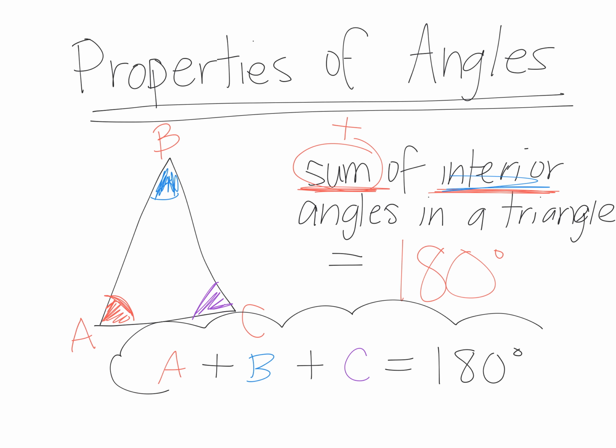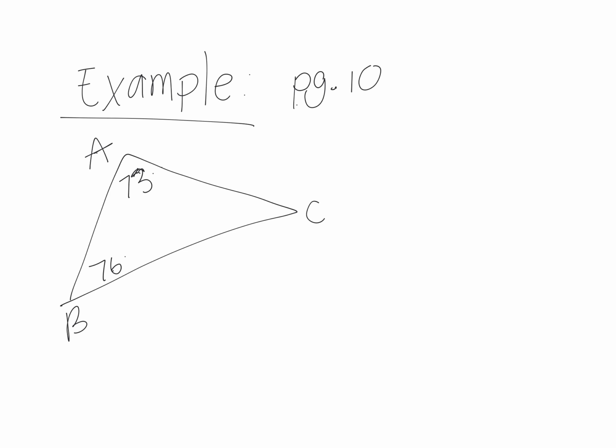That's the first rule. Okay? You know that if you're given a triangle, all three angles add up to 180. Here's an example. We're given angle A is 73. Angle B is 76 degrees. We have to find angle C. So, any ideas on how we would find this? Minus it from 180. Exactly. We add these two together.